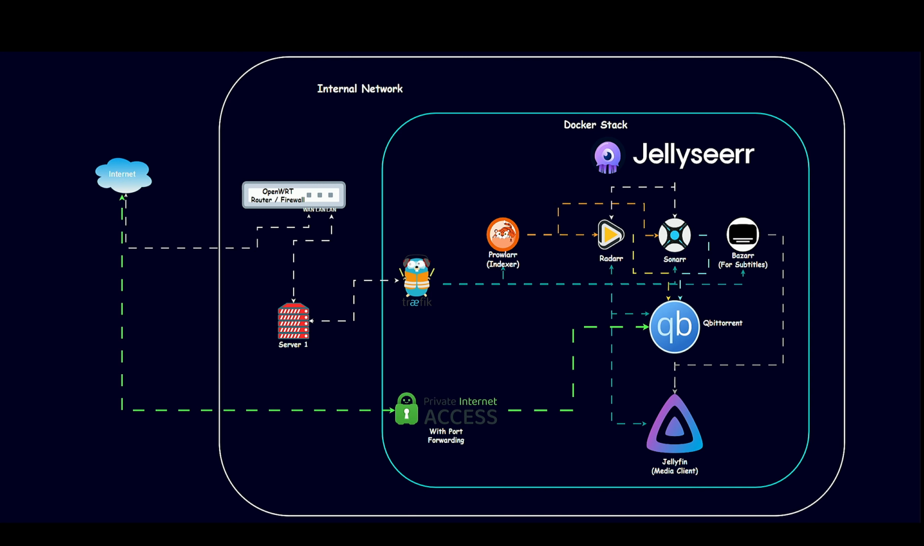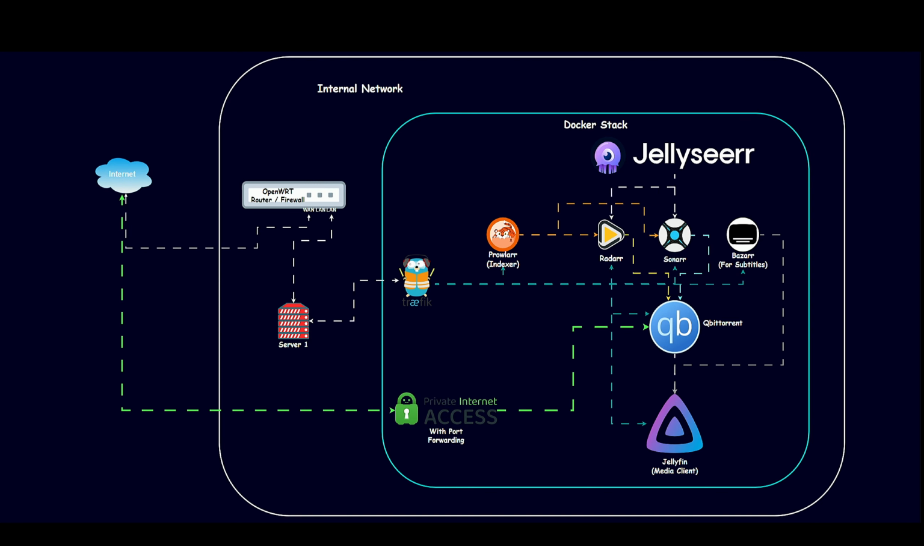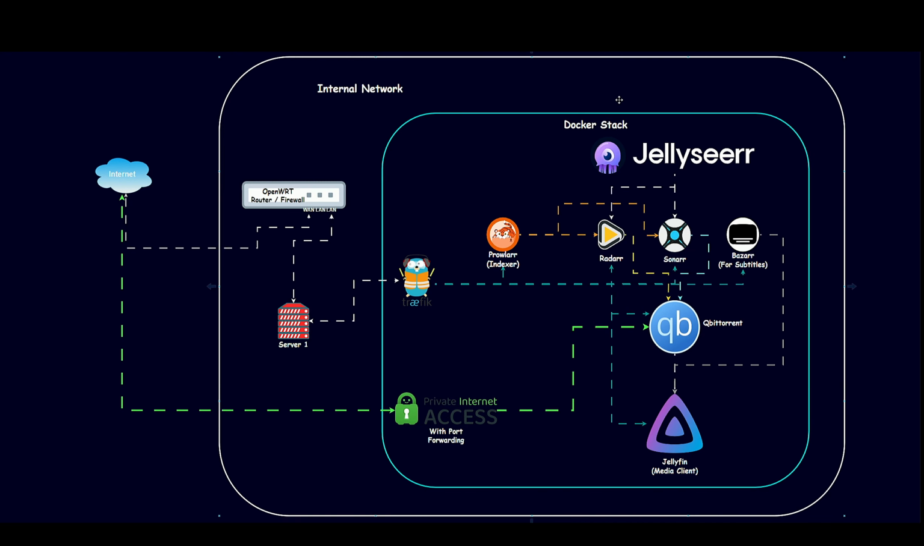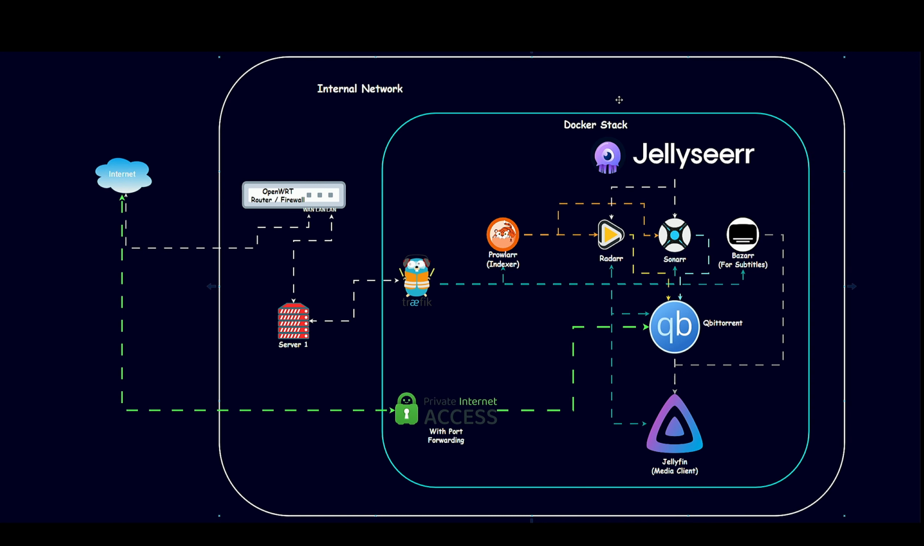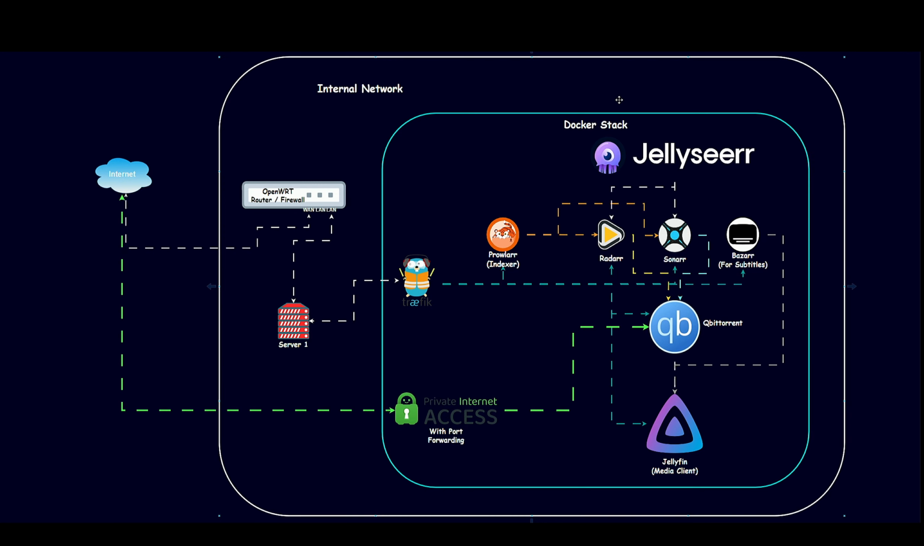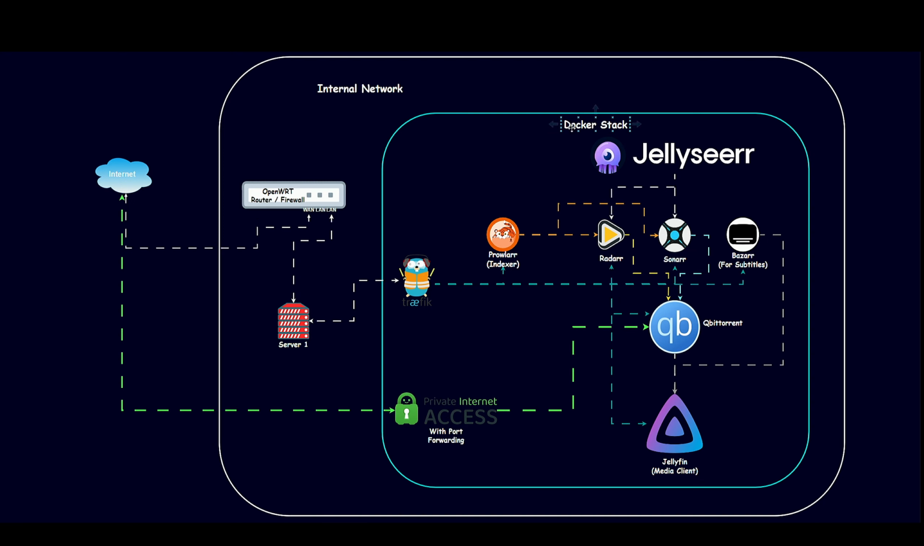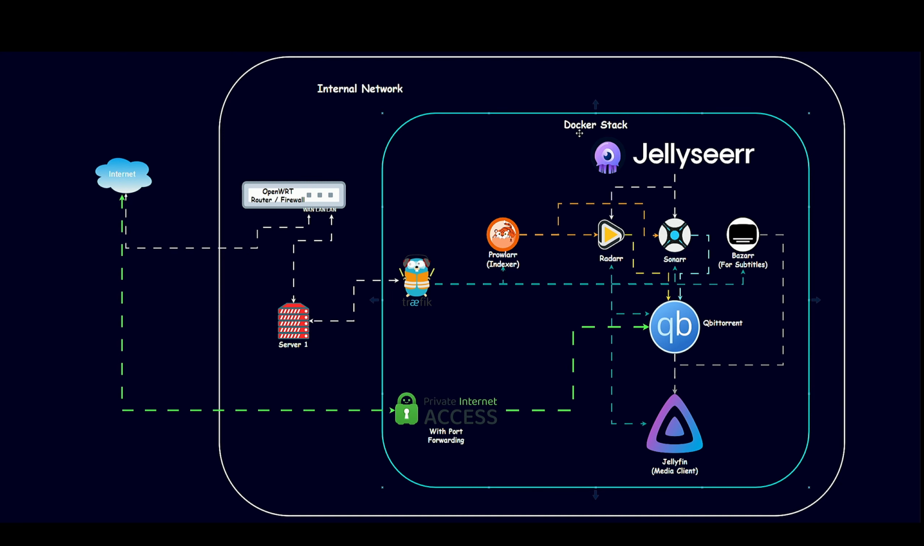Now, as you can see in this diagram, there are many things present. If we start from the top, there are two sections, internal network and Docker stack. In the internal network, I have listed the internal side of the network on which the server and the router are present. So, here I am showing how the network works on the physical side. In the Docker stack, mainly we are going to see how all the services are configured and deployed.